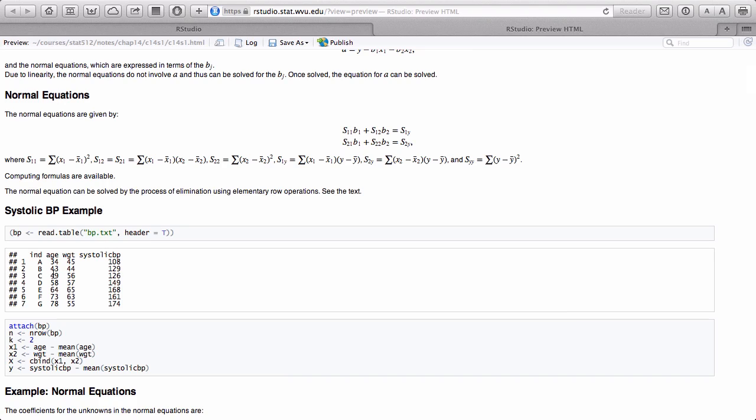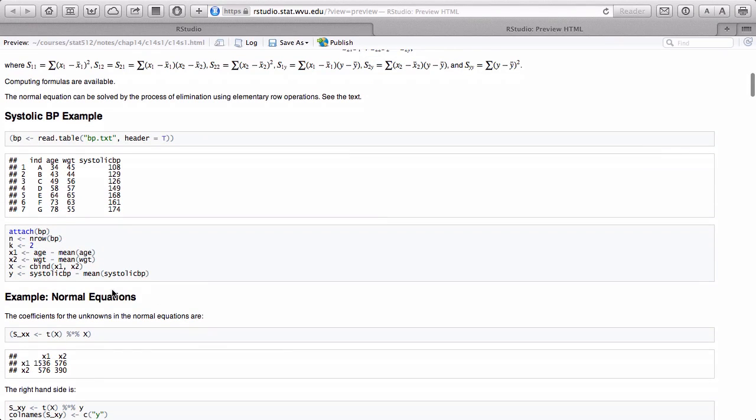So this is x1, x2, and y. The third column, the systolic blood pressure, is y. So I can attach BP once I read it in, and just for reference, n is the number of rows of BP. The number of predictors, k, is 2.